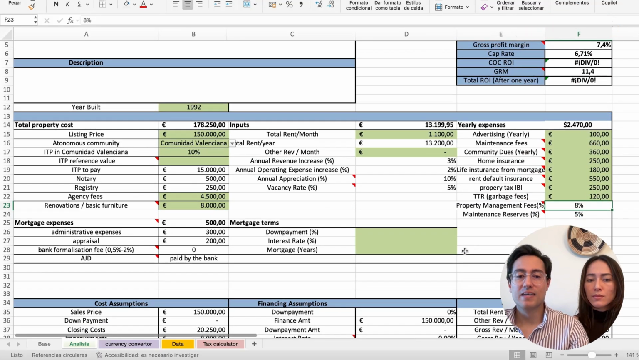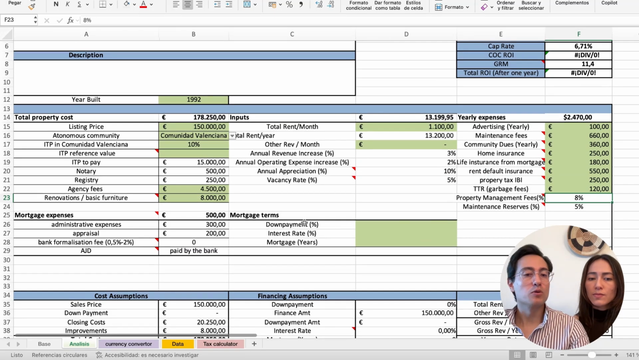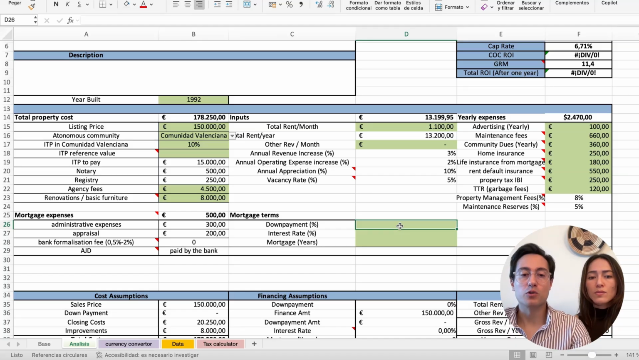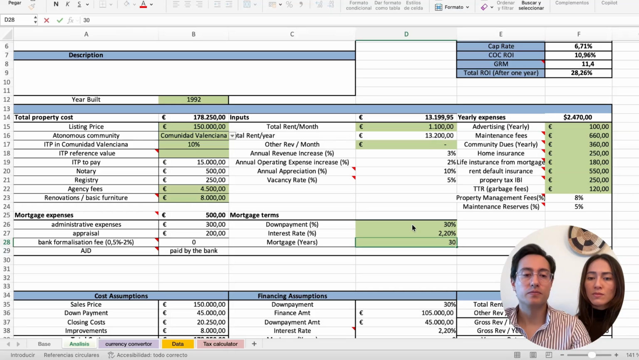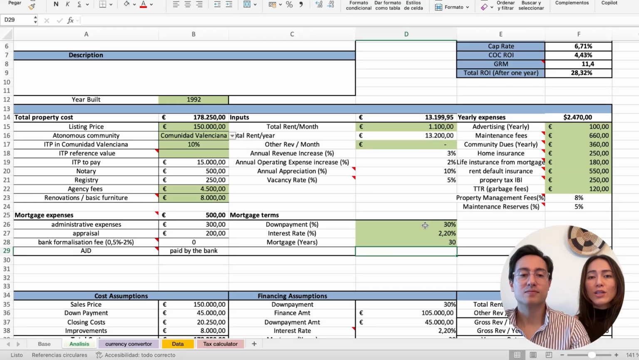Absolutely. So if we go into the mortgage, what does it look like? We actually got a good deal, Kate, for this mortgage. We got a great deal. We secured a 30% down payment. The loan is going to cover 70% of the financing. And then we got a really good interest rate of 2.2%. The mortgage, we got it for 30 years. I think these are rates that you definitely don't see anywhere else.